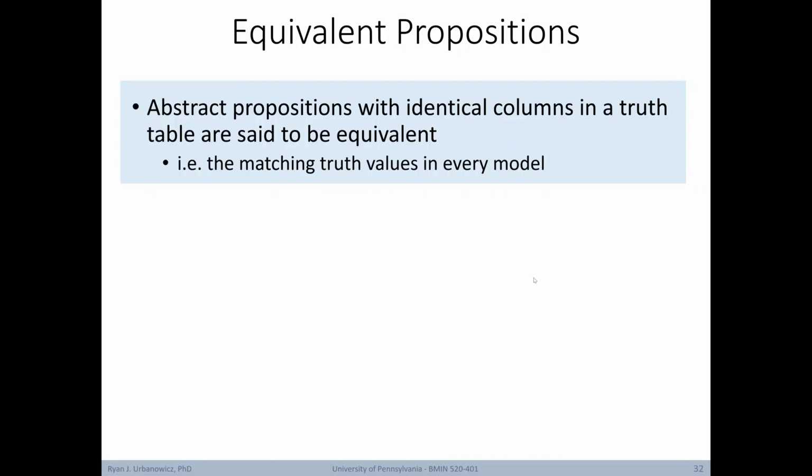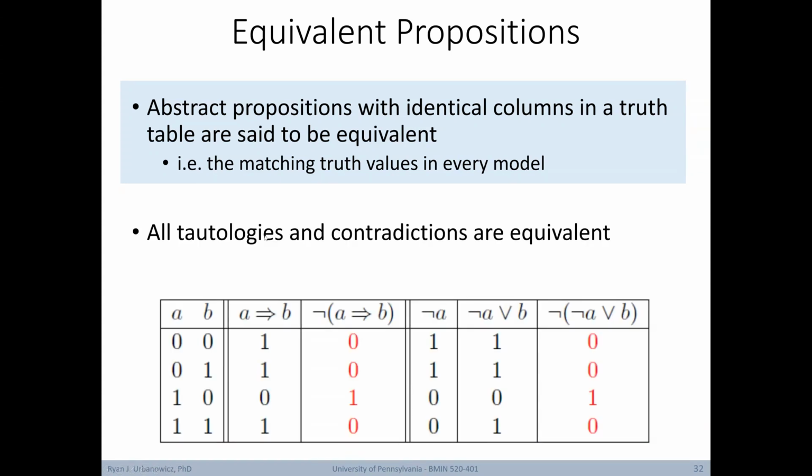Next, let's move on to the concept of equivalence. Here's where you'll need to dust off your algebra skills. Equivalent propositions are abstract propositions with identical columns in a truth table and are said to be equivalent. Another way of thinking about them is that they have matching truth values in every model or every interpretation. By definition, one tautology is always equivalent to another, and any contradiction is always equivalent to another. Here's an example of two contingencies that we can see are equivalent based on the truth table. They're equivalent because for every model, the same truth value can be observed.